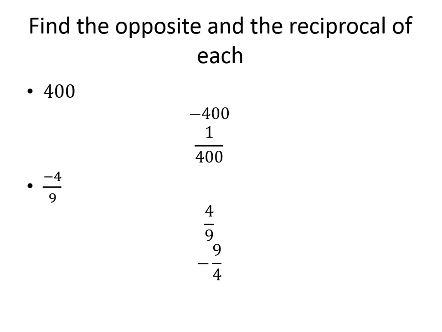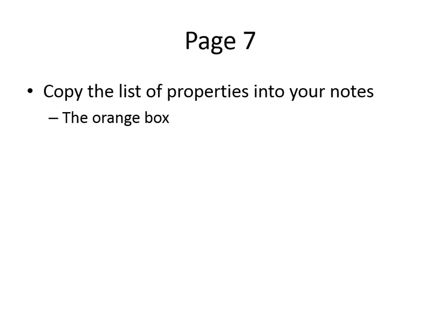Okay. All right. Now on page 7, you're going to want to copy the properties that are listed here. This is like the distributive, associative, commutative. There's a list of properties here. You're going to want to make sure you write those down and remember what they are, so that if you look at something, you'll be able to identify what it is. Okay, so you're going to have to look at that in your book, page 7.